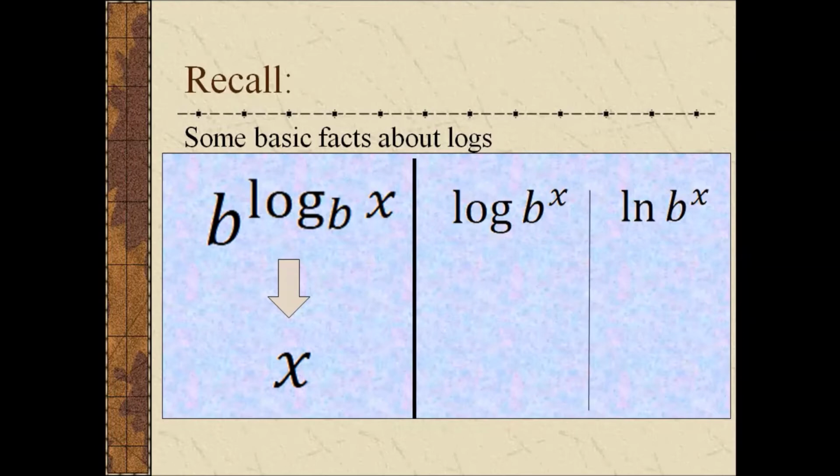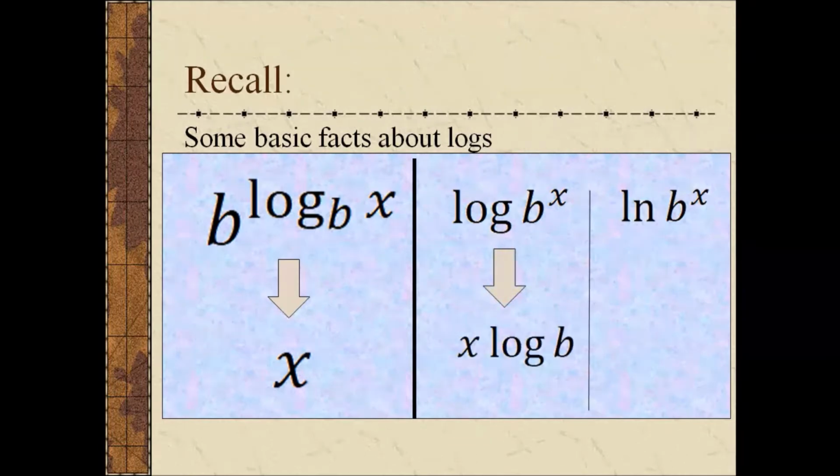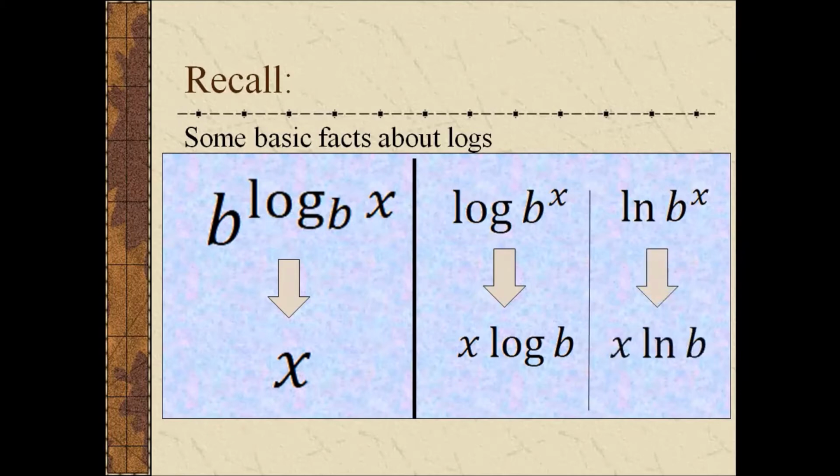Next property is that log of b to the x can be written as x times log of b. That is, that exponent x can be brought out in front of the logarithm. The same is true for natural log of b to the x. It is equivalent to x times natural log of b.